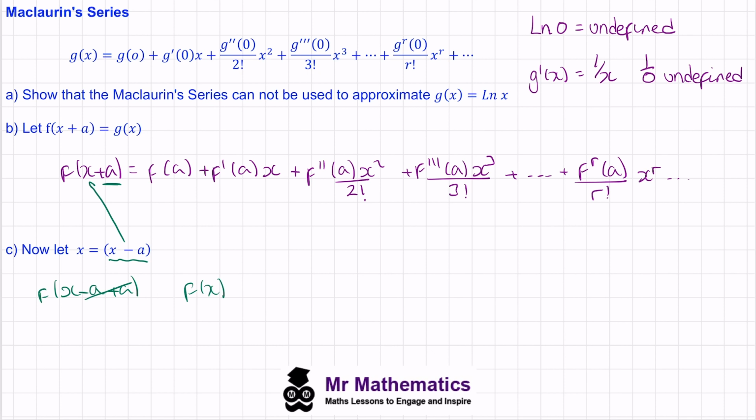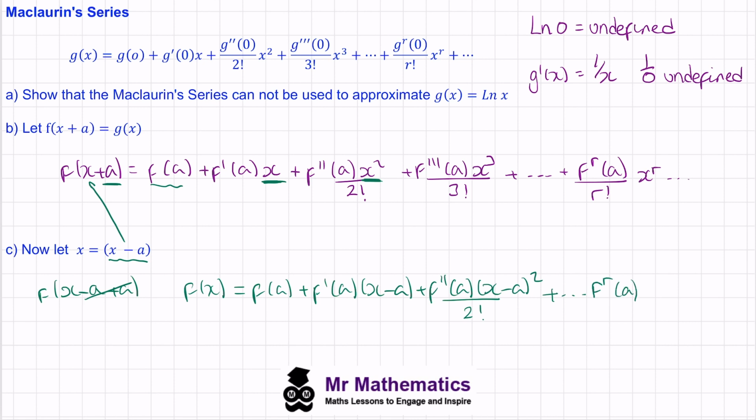And then we can say this is equal to f of a plus f dash of a times x minus a plus f double dash of a. Again, we can replace this with x minus a all squared over 2 factorial. So we'll carry this on, and our general term will become f to the r of a lots of x minus a to the r all over r factorial.